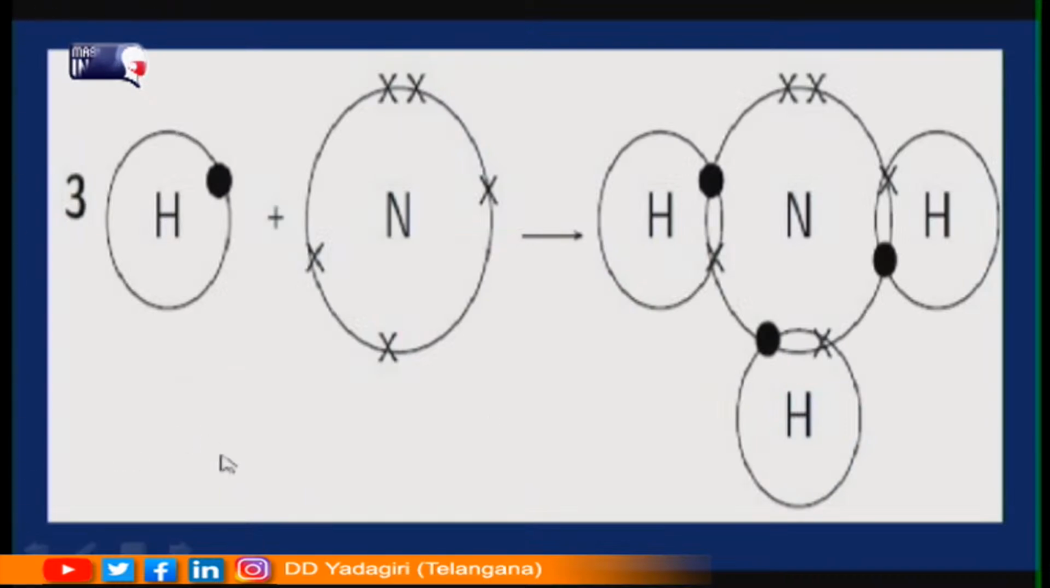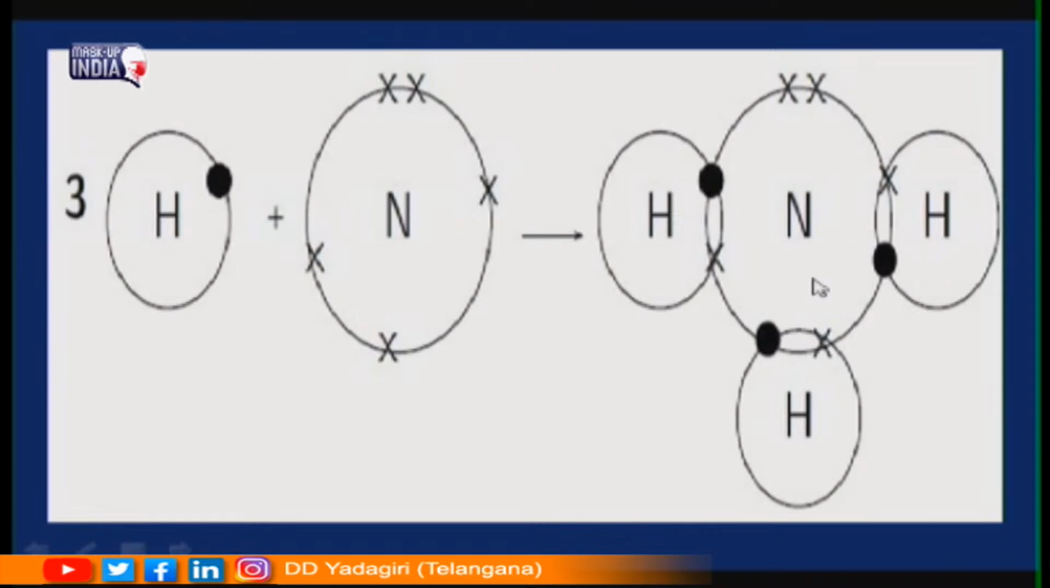Now let us take another example, children, ammonia. The formula of ammonia is NH3. Earlier we have studied that the atomic number of nitrogen is 7 with 5 valence electrons, and hydrogen has only 1 valence electron. So hydrogen requires 1 more electron to attain duplet configuration, and nitrogen requires 3 more electrons to attain octet configuration. And thus each nitrogen combines with 3 hydrogen atoms, contributing 1 electron each.